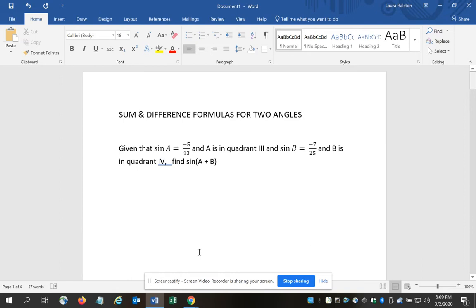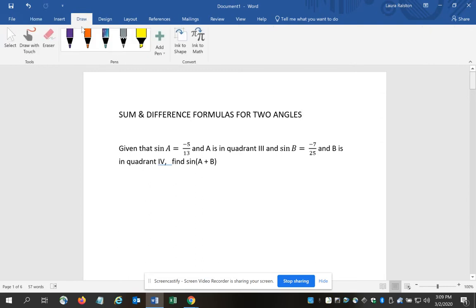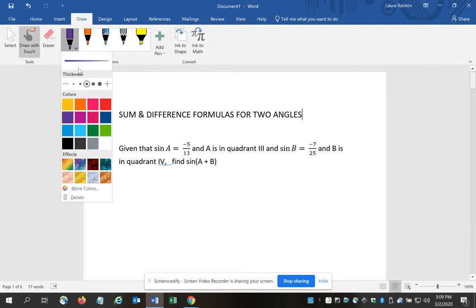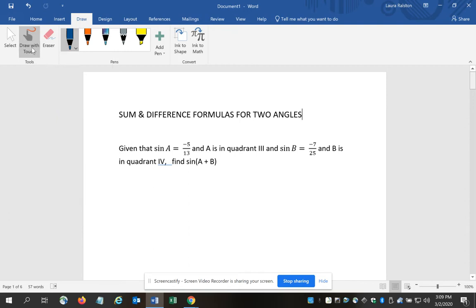So the first example says, given that the sine of angle A equals -5/13 and that A is in quadrant 3, and the sine of angle B is equal to -7/25, and B is in quadrant 4, they want you to find sine of A plus B. There's a lot going on here, but the first thing that jumps out at me is that they ultimately want me to find the sum of the two angles. So I'm ultimately trying to find the sine of angle A plus angle B.